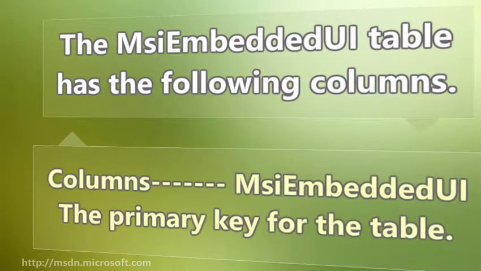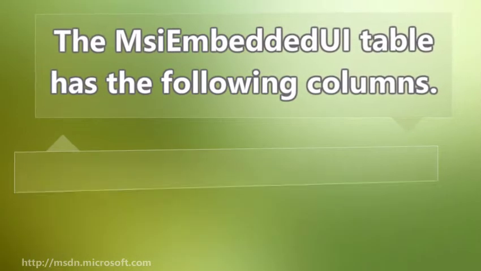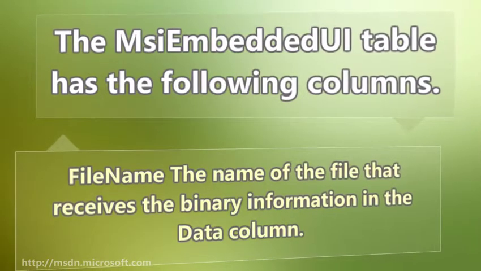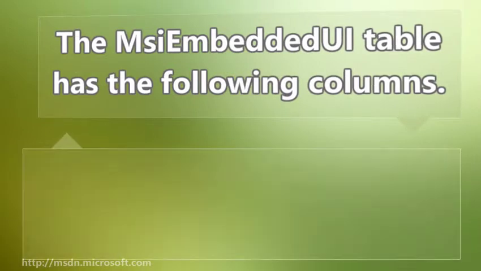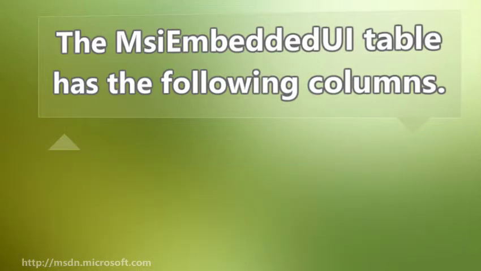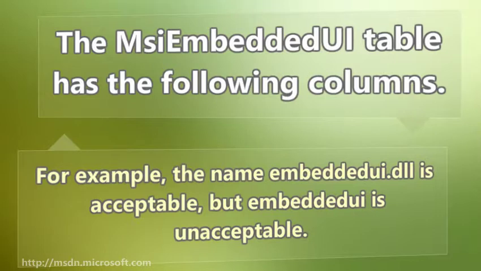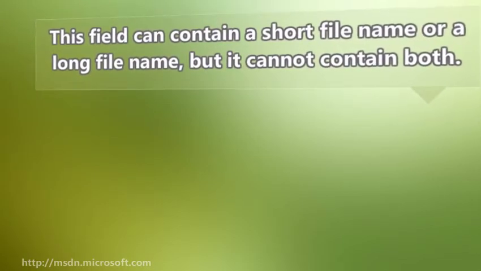Columns. MsiEmbeddedUI, the primary key for the table. FileName, the name of the file that receives the binary information in the Data column. The name of the file is required to include an extension. For example, the name MsiEmbeddedUI.dll is acceptable, but MsiEmbeddedUI is unacceptable. This field can contain a short file name or a long file name, but it cannot contain both.